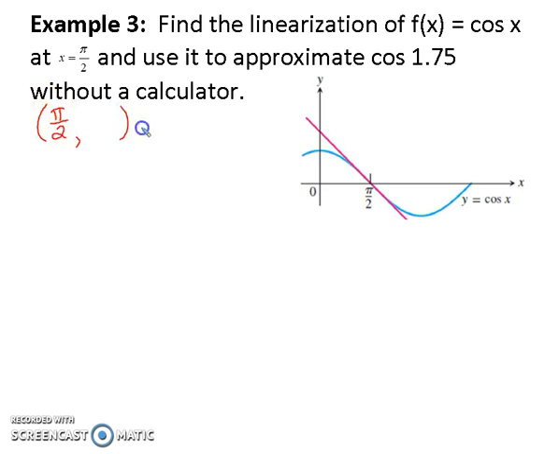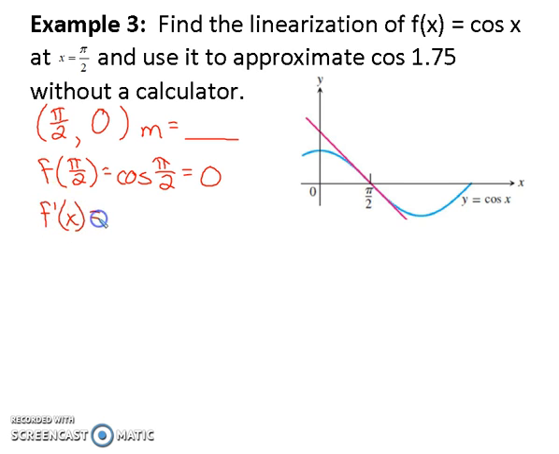To write an equation of a tangent line, we need a full point and a slope. So to get the point, I need the y-coordinate of it. So that means I need to evaluate my function for my value of x. So that would be cosine of pi over 2, which is 0. So that becomes my y-coordinate. My slope is going to be to evaluate the derivative at that x value. So the derivative of cosine is negative sine x. So my slope would be negative sine of pi over 2. Sine of pi over 2 is 1, so my slope is negative 1.